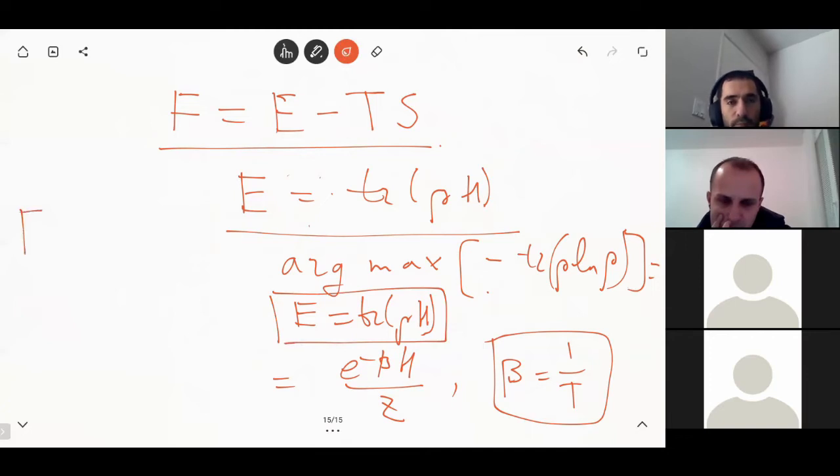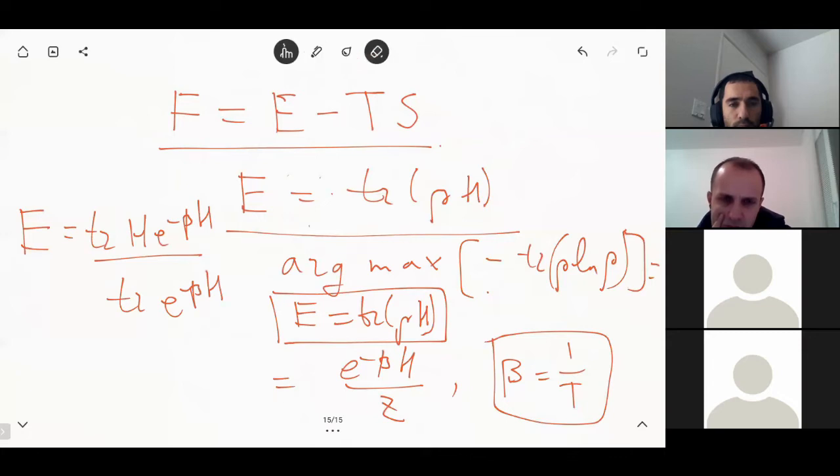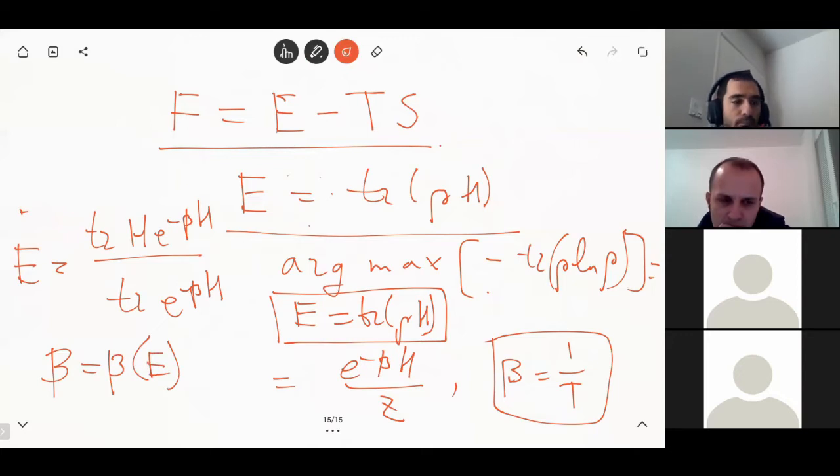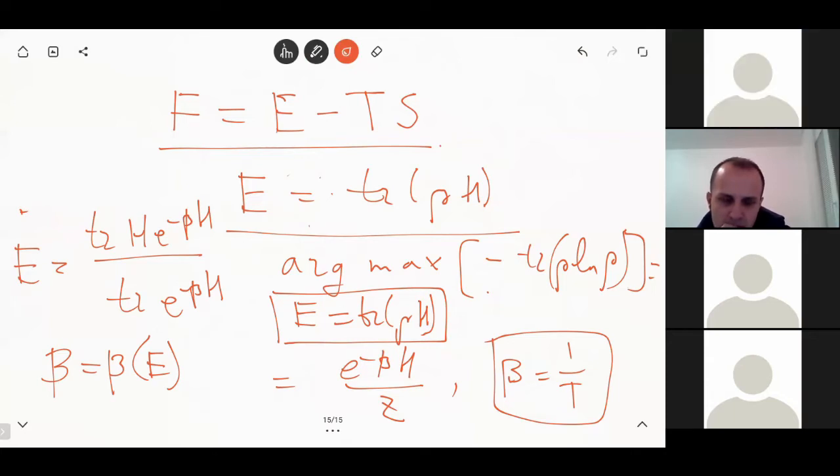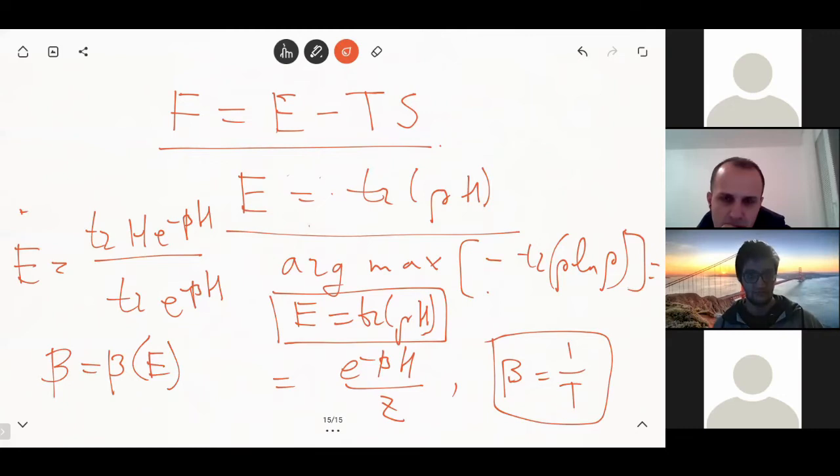So basically the non-explicit equation for beta is given by trace of H e to the minus beta H over trace of e to the minus beta H. So this is the formula for beta. Beta is a function of E, and it is very easy to show that this is a monotonic function. The higher the temperature, the higher the energy. So this is a monotonic function of beta, and there is only one place where it meets this line E.